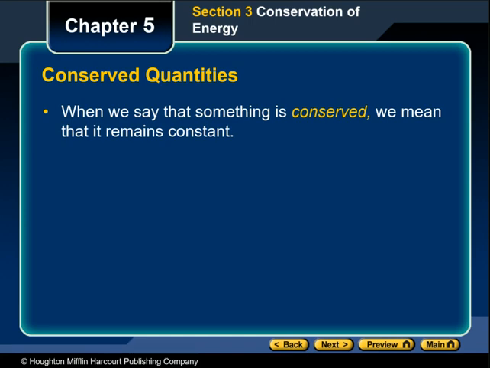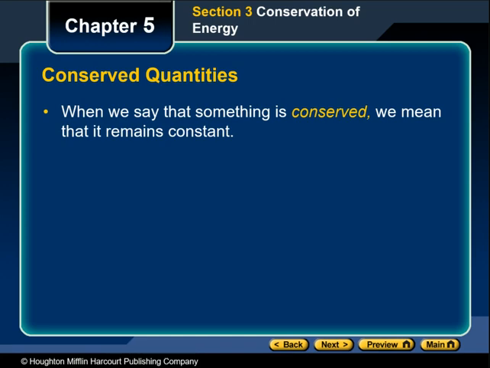Conserved quantities. When we say that something is conserved, we mean that it remains constant. If we have a certain amount of a conserved quantity at some instant of time, we will have the same amount of that quantity at a later time. This does not mean that the quantity cannot change form during that time, but if we consider all the forms that quantity can take, we will find that we will always have the same amount.